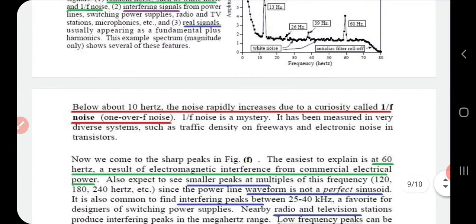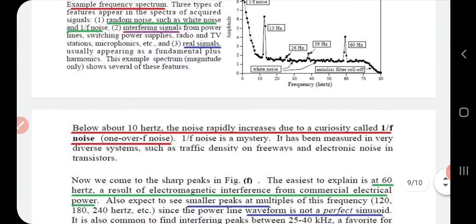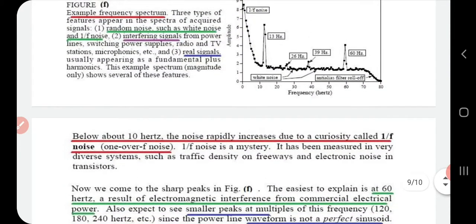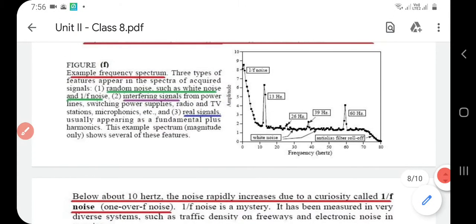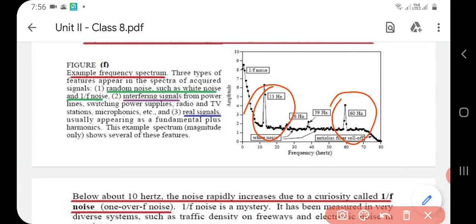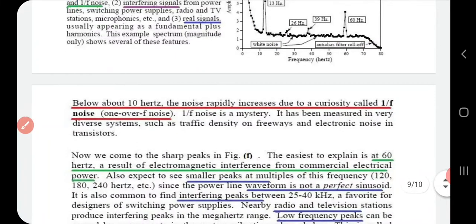And now we can see some sharp peaks. See, one at 60 hertz and the other at 13 hertz. Now we are going to speak about those sharp peaks. At 60 hertz we can see a sharp peak, and it is a result of electromagnetic interference. And then we can also see some smaller peaks at multiples of 60 hertz, that is 120, 180, 240 hertz.